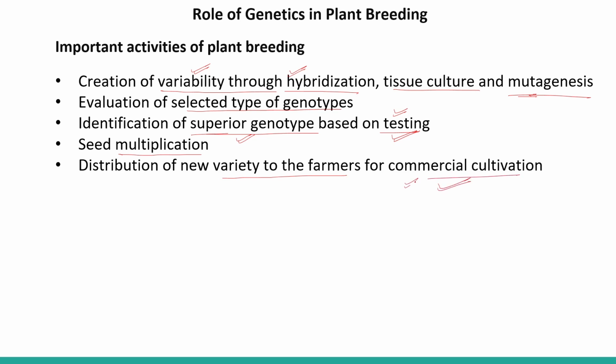So this is the last step: how that particular plant breeding technique result should go to the farmers. That is the commercial cultivation. So these are the different important activities that come under plant breeding.